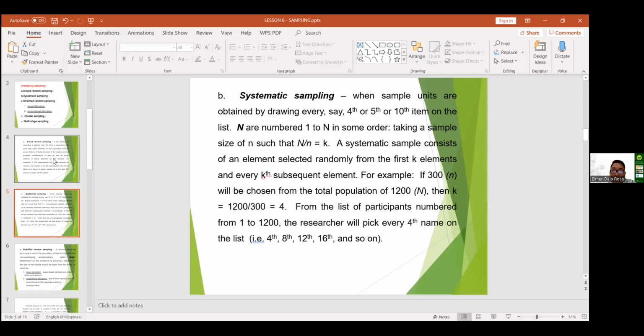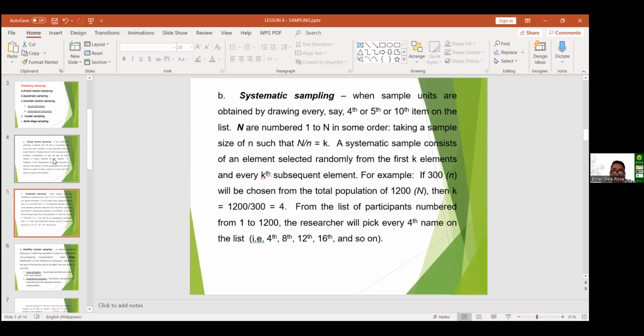Example daw. We will choose 300 pa din from the population of 1,200. Okay? Doon sa nauna, simple random, ililista mo yung pangalan ng 1,200 isa-isa sa isang papel, and then pipili ka ng 300 in complete random. Dito naman, you don't need to do that.